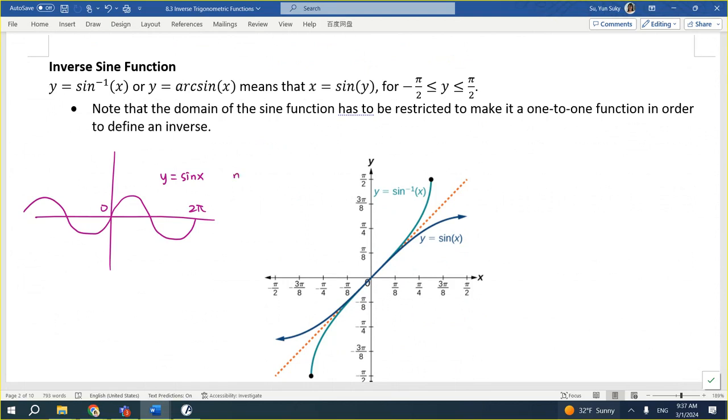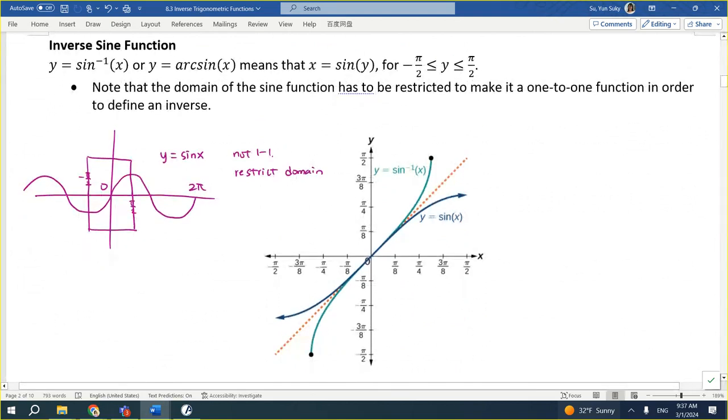No, not one-to-one. So we need to restrict the domain so we get a one-to-one piece. The domain we restrict to is the middle one. Right? We like to pick the piece that is near the origin. Therefore, the one-to-one piece we restrict to is right here.